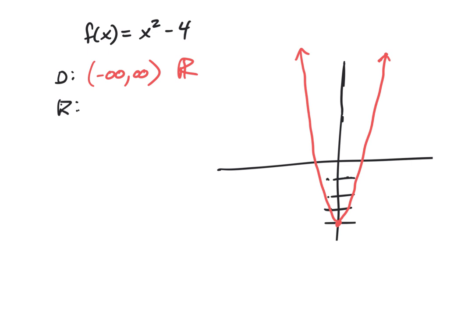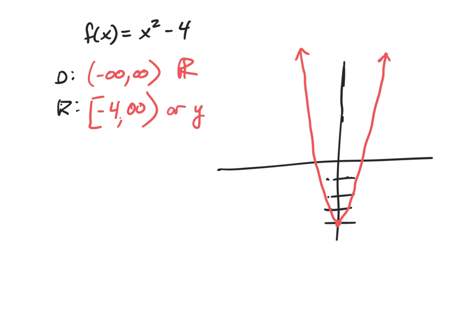Okay, now range. When I go vertically, how far down does this graph go? Does it keep going down forever? -4 is the lowest it gets, right? How far up is it going to go? Infinity, right? It's going to keep going up to infinity. So when I write my range here, I would say -4 to infinity. Notice that I'm using a bracket here. A bracket means we're including -4. We're starting at -4. We have a point at -4.